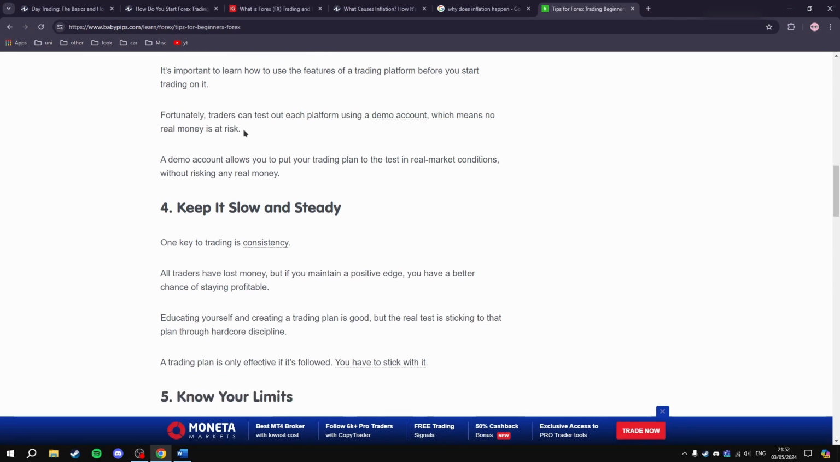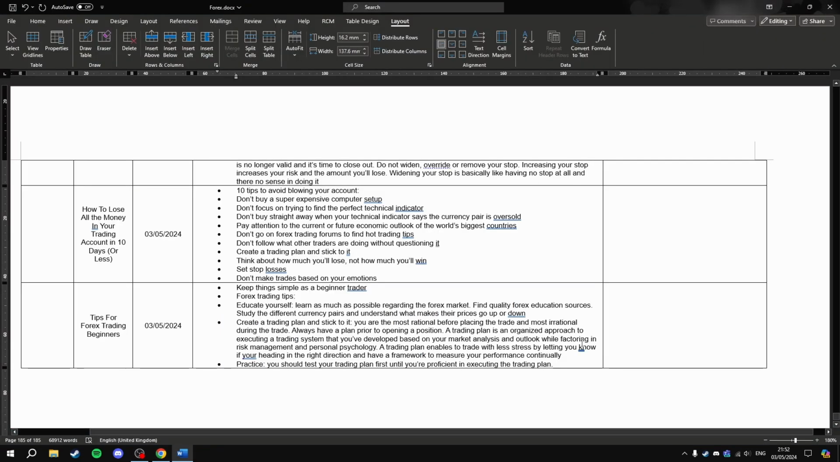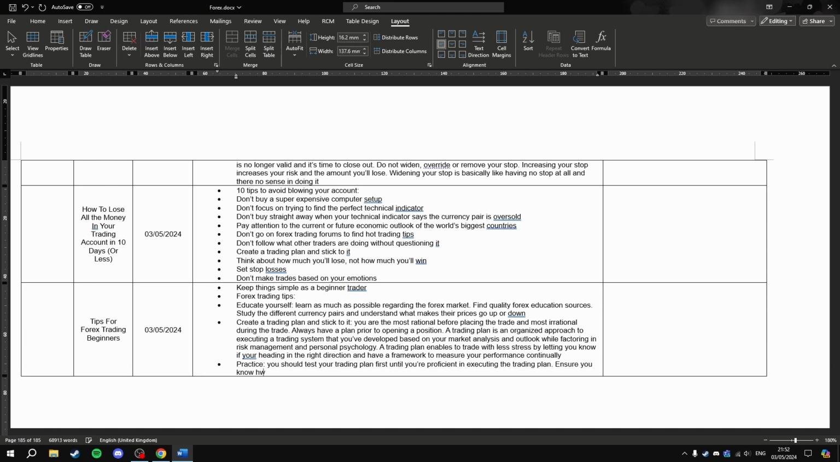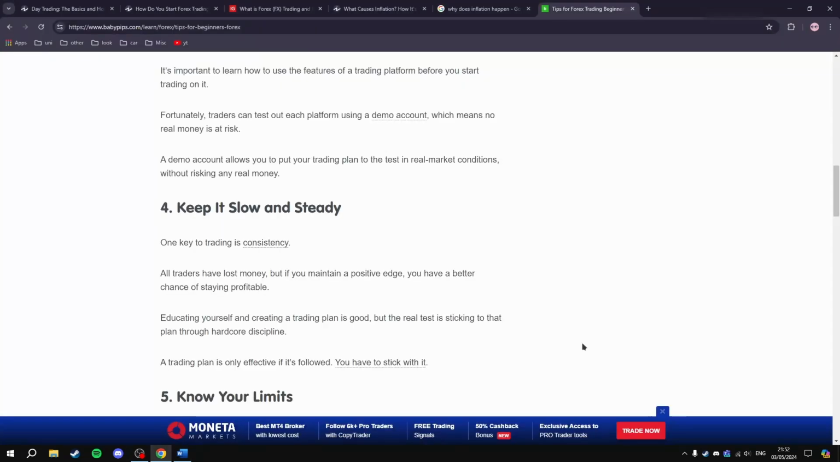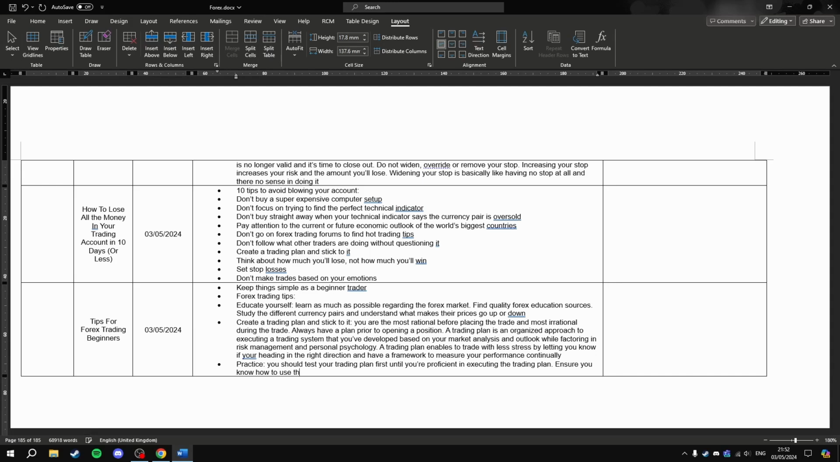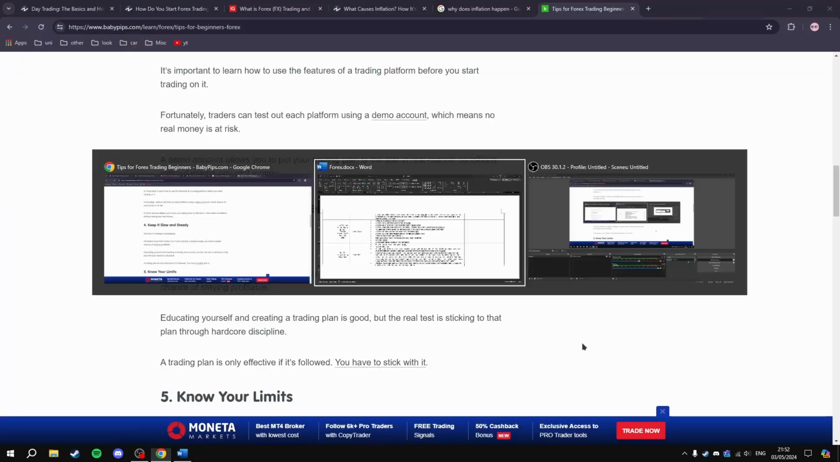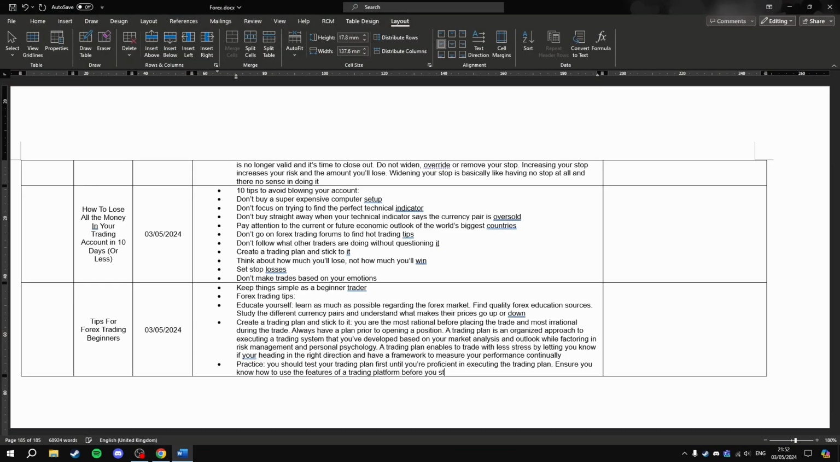It is important to learn how to use the features of a trading platform before you start trading on it.